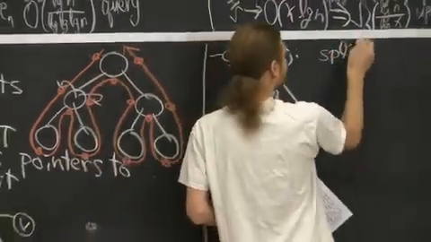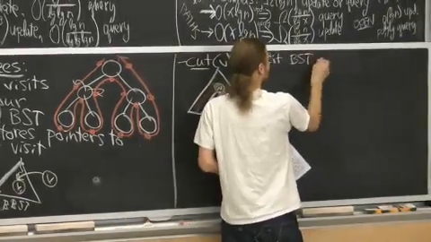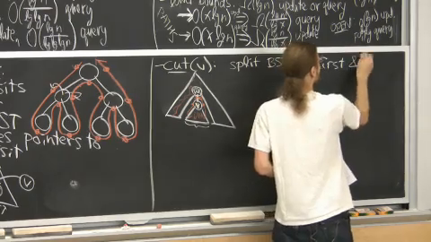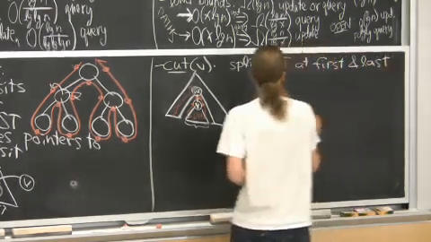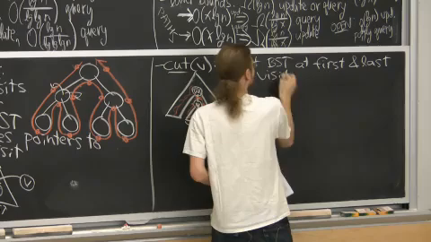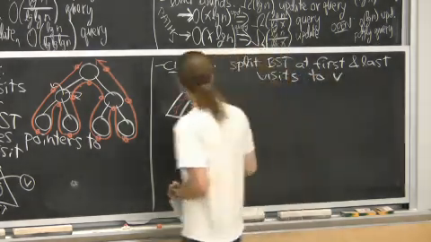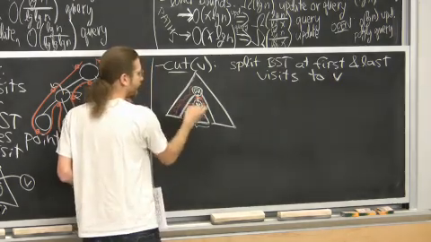So we split the BST at the first and last visits to v, which is exactly what we know. We have a pointer from v to its first and last visits in the Euler tour. So split the tree there, split the tree there.